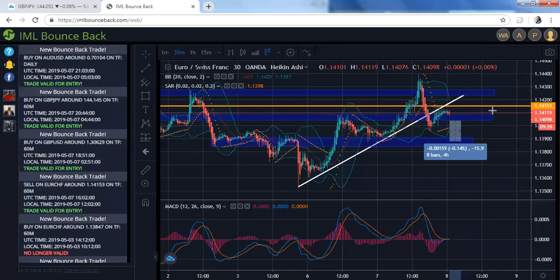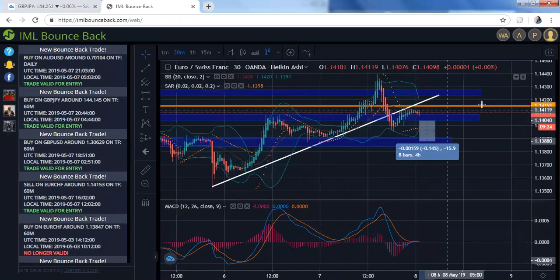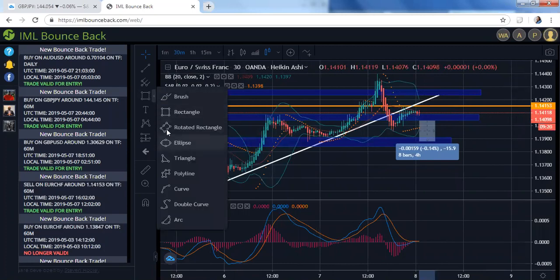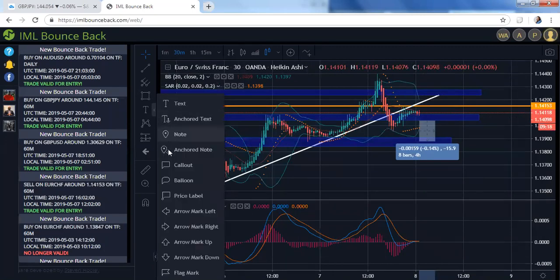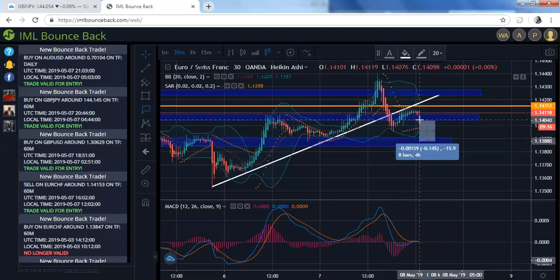So, like I said, we have this impulse. Now we have this flag, right? Now, personally, if I was getting into this trade, and this is how I want you guys to start trading as well, let me put a price label. I'll be getting in at the bottom of structure.